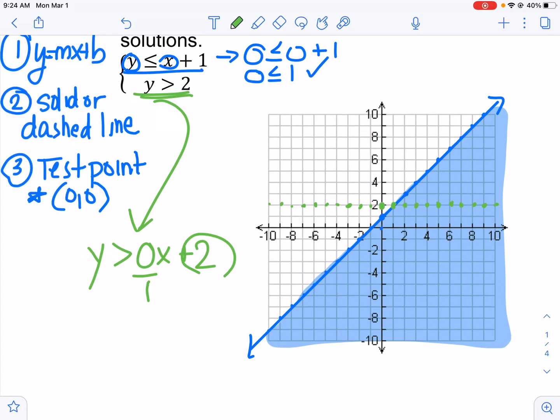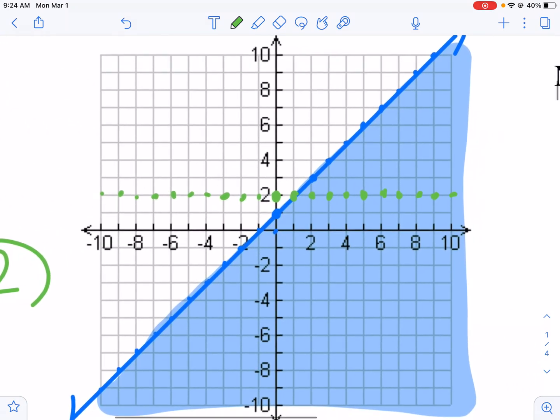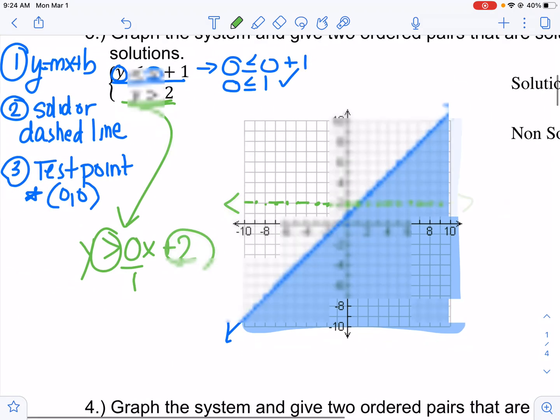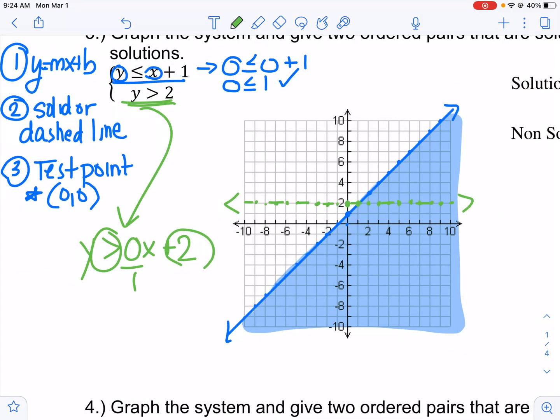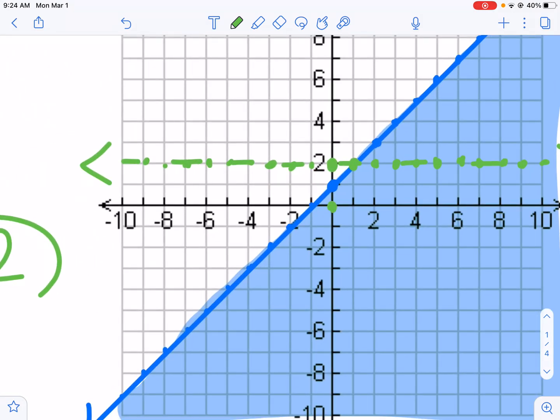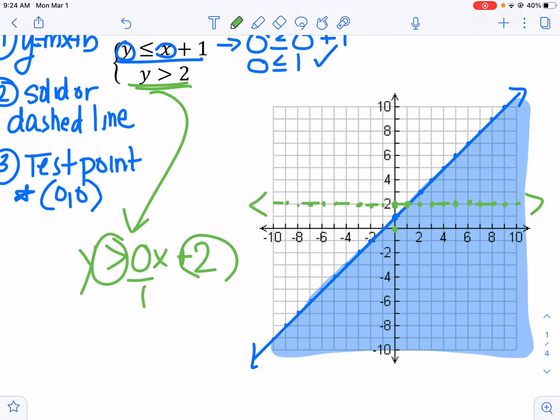After I have my points plotted, I determine if it's a solid or a dashed line. This is a dashed line. And so you can just draw a dashed line on top of those points. And there's your line. I can also test point 0, 0. Again, I'm working in green because I'm pretending my blue inequality doesn't exist right now. I'm just focused on my green. And I can test the point 0, 0.